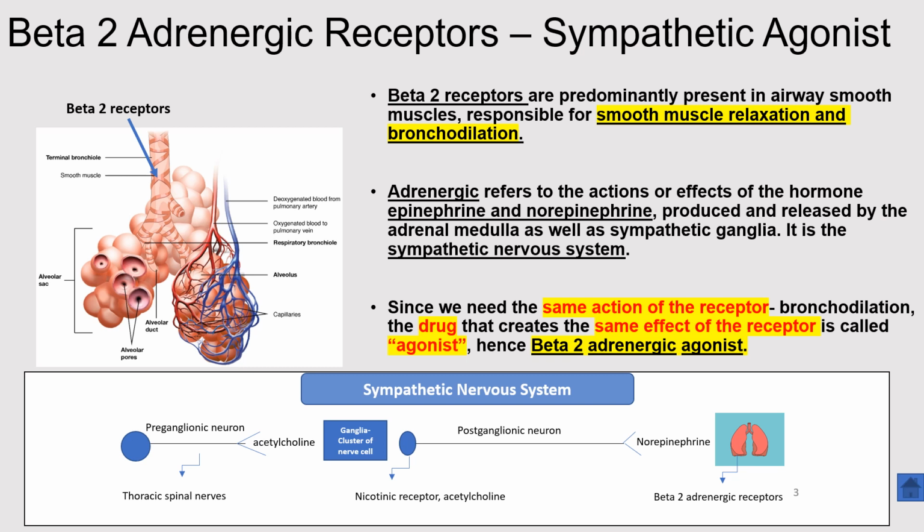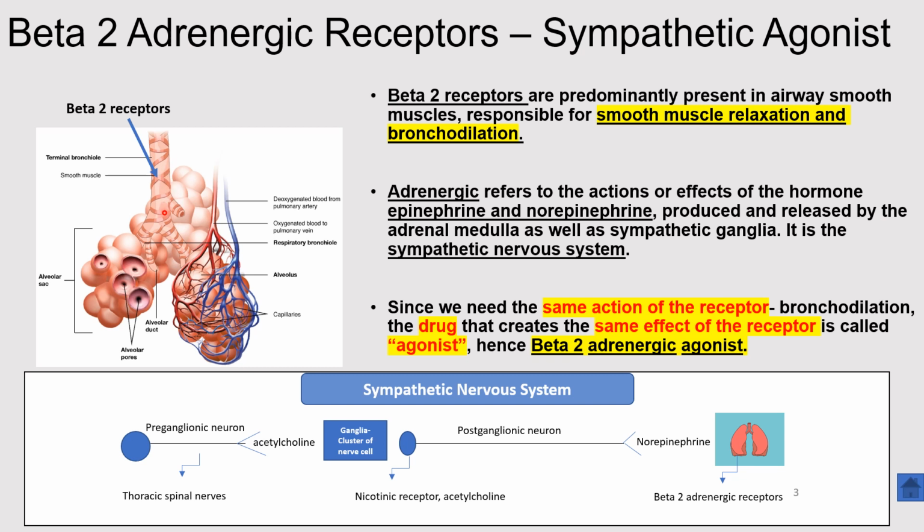The receptors are substances that are present on the surface of any kind of cell. So when they bind to a specific substance, they produce an effect. For example, let's look at the beta-2 receptors. These beta-2 receptors are present on the smooth muscles in the lungs, right?